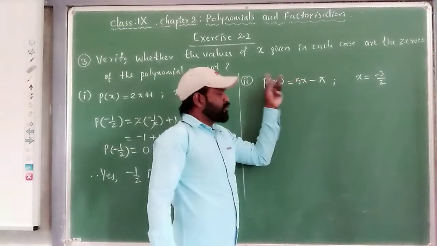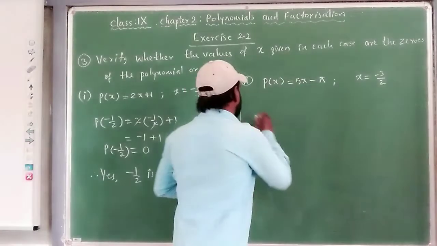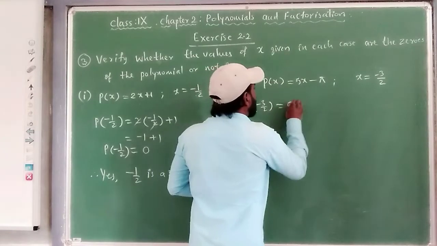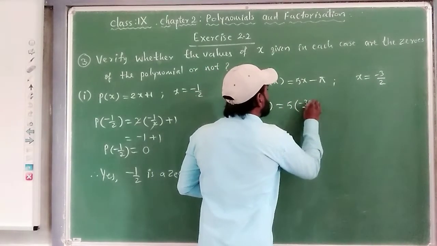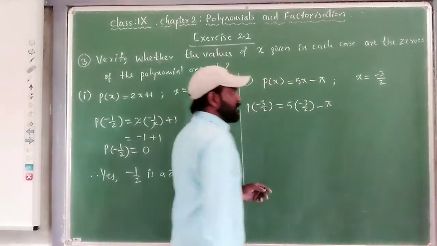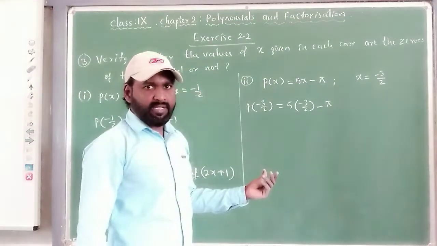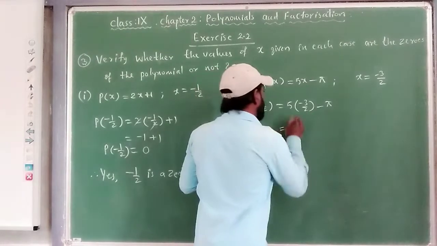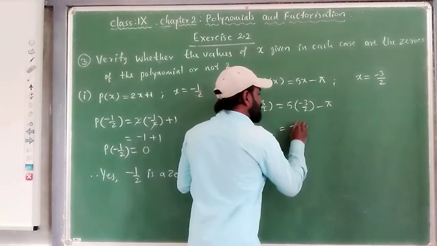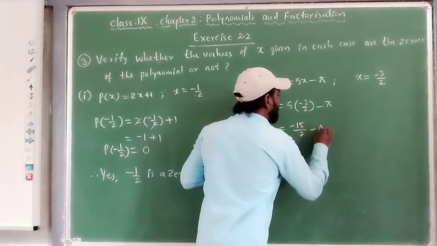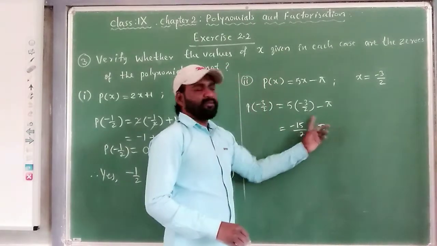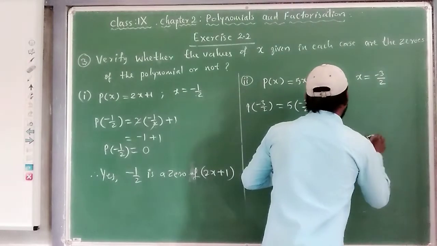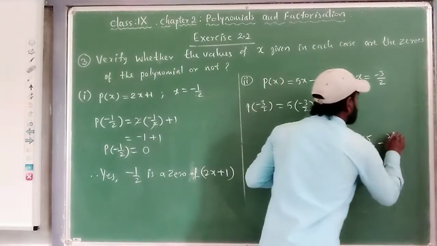Does it satisfy the condition to become equal to 0 or not? Just substitute. P of x at minus 3 by 2 is equal to 5 into minus 3 by 2 minus 5. Even if you substitute 22 by 7, it will not become 0. So how do you see it? 5 into minus 3 is minus 15 by 2 minus 5. This value never becomes 0. If you want, you can check it: minus 15 by 2 minus 5 value, 22 by 7.